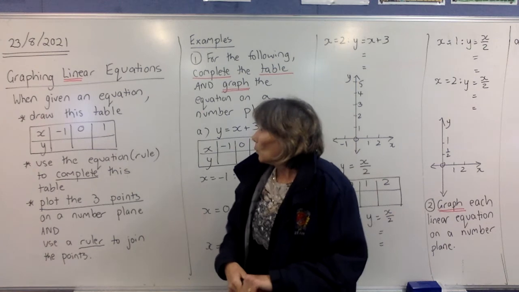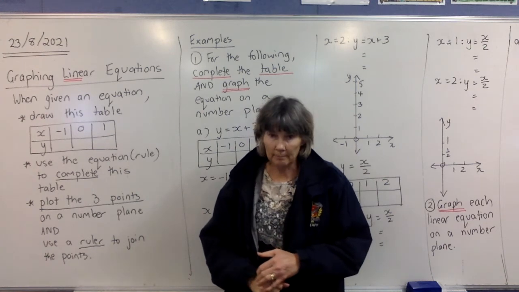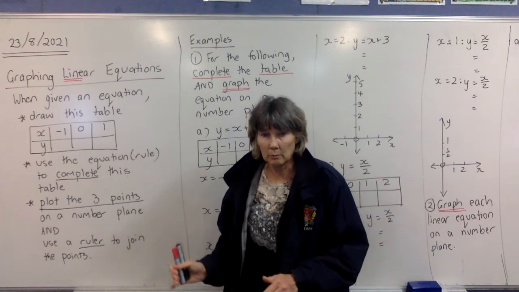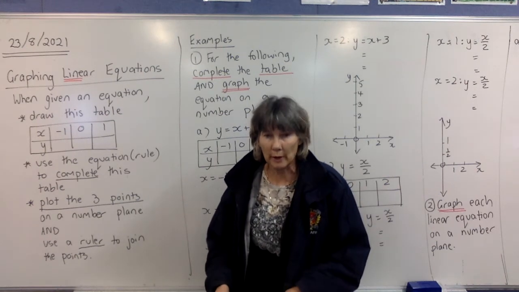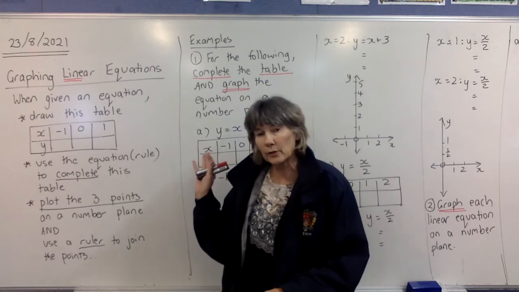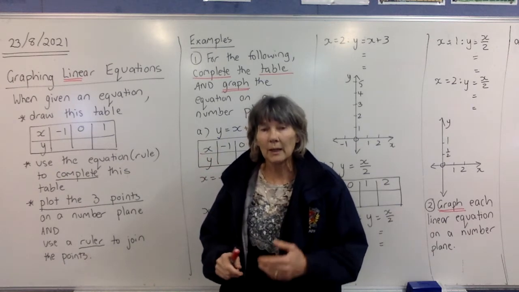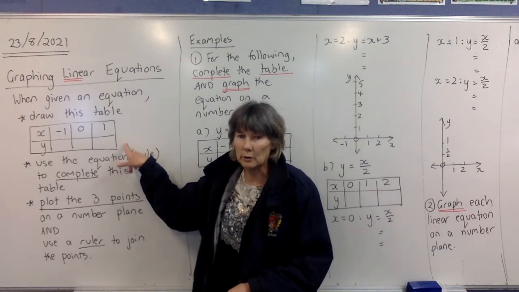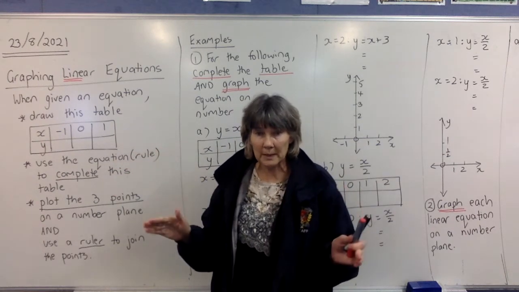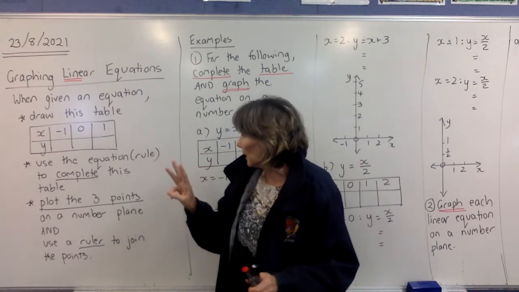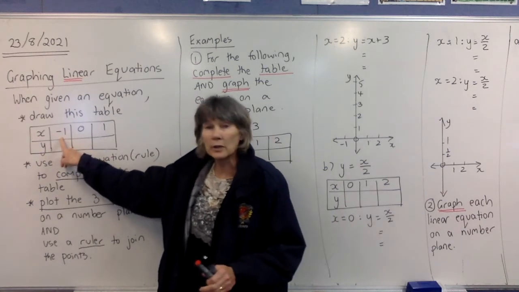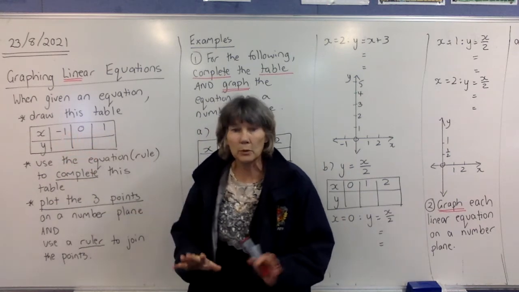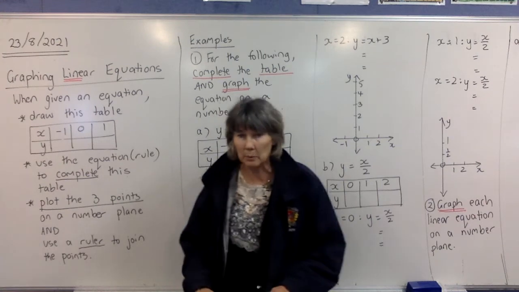Okay, so when you are given an equation, you're going to draw up a table, you're going to complete the table, and then you're going to put the points on your graph. Now, in the first few examples, they give you a table. If they do not give you a table, that's the table that we're going to use. We're going to draw up a table and we're going to have 3 points that we're going to find. And the x values that we're going to use are going to be -1, 0 and 1. That's what I want you to do if there's no table.